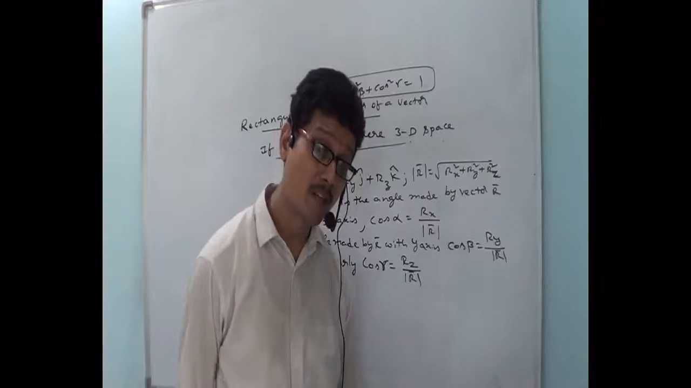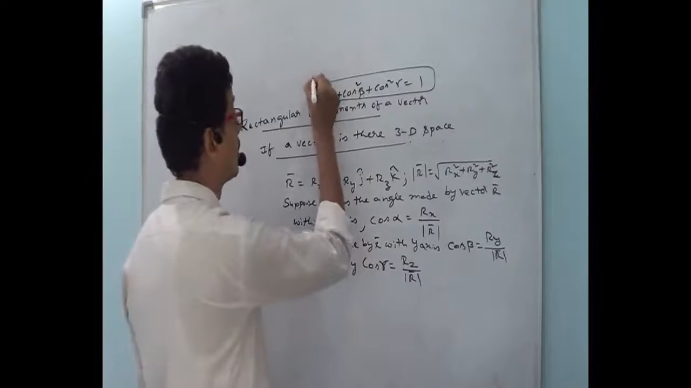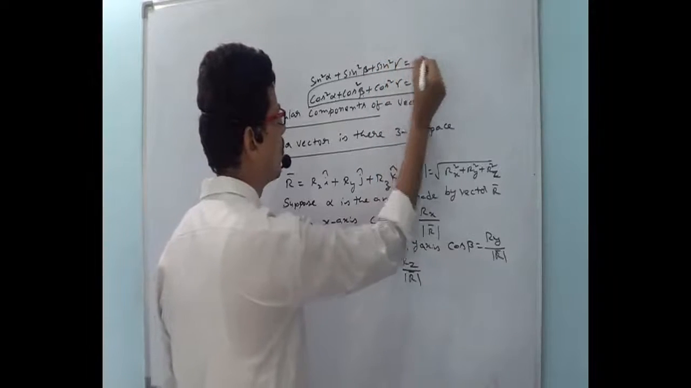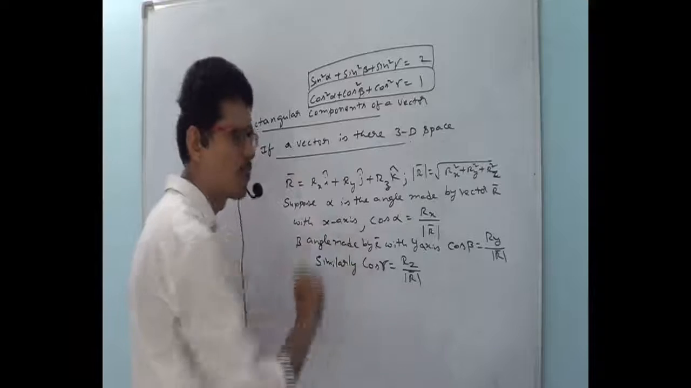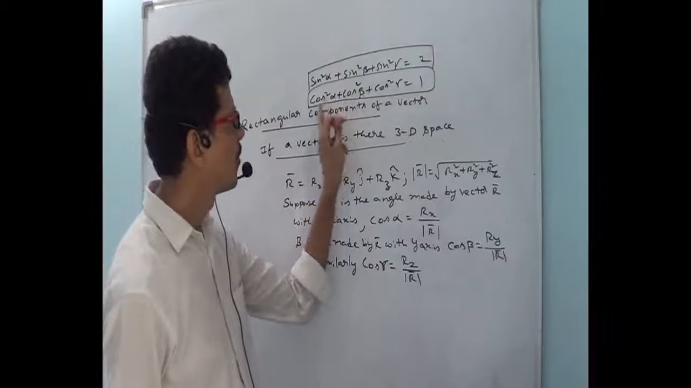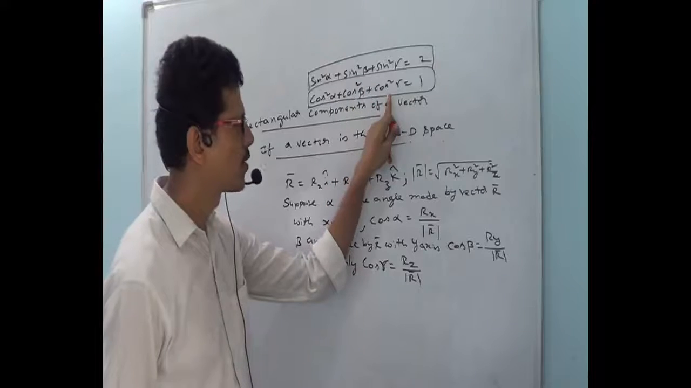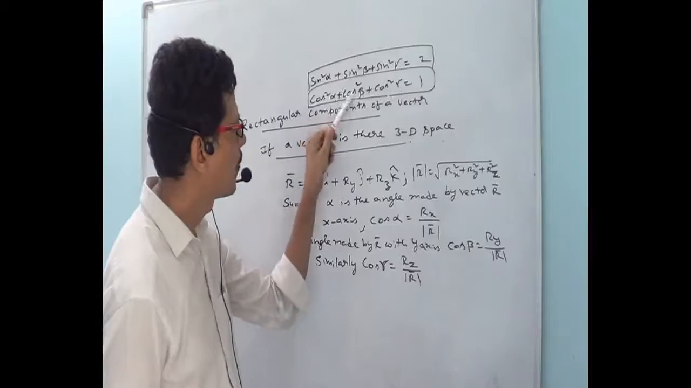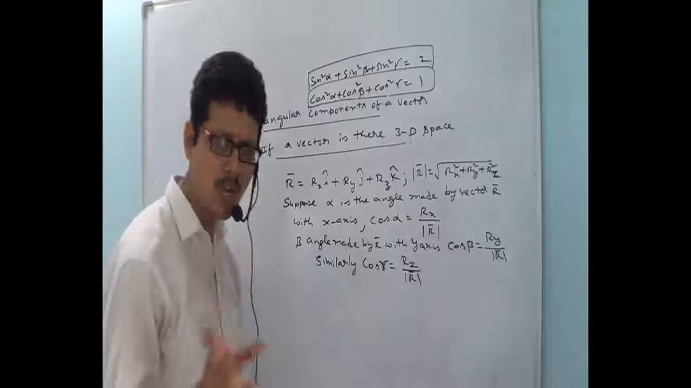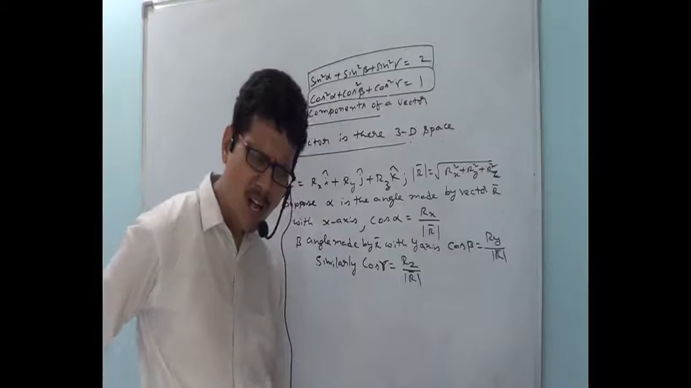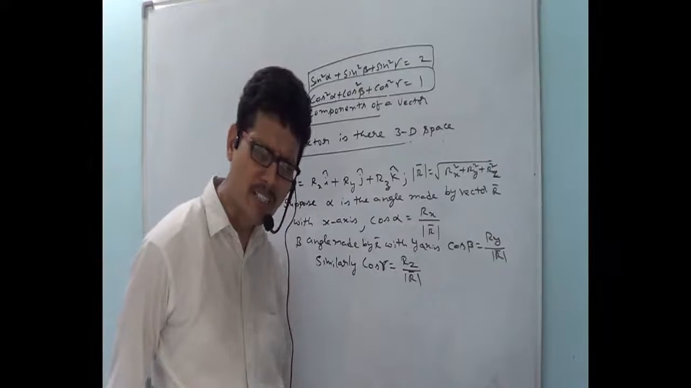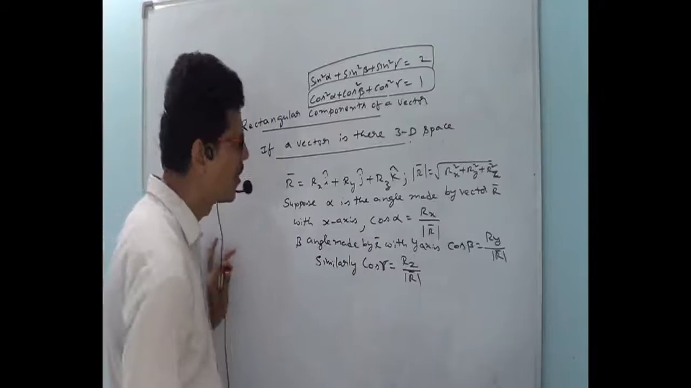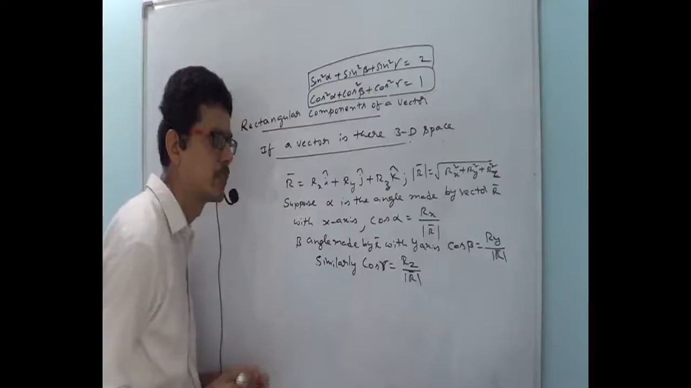One more relation is there. What is the second relation? Sin square alpha plus sin square beta plus sin square gamma is equal to 2. Even you can apply this relation, because cos square is 1 minus sin square. So this is 1 minus sin square beta, and this is 1 minus sin square gamma. Either this formula or that formula you can apply for finding one of these unknowns if the other two are given. Alpha, beta, gamma are the angles made by the vector with the x, y and z axis respectively. So after writing this, you write these two points.